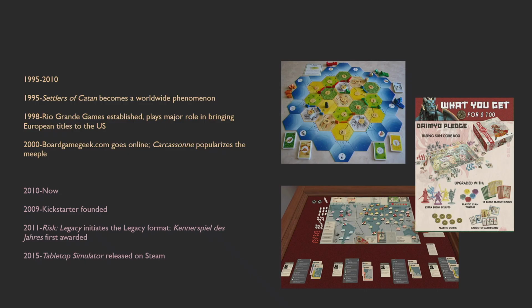And this begins a very fruitful exchange in the late 90s into the early 2000s among European and American designers. And the internet actually helps a lot.